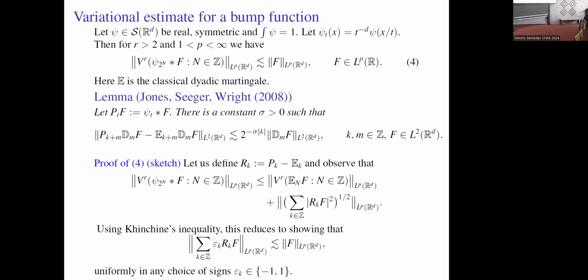And here, in fact, these assumptions that we have integral 1 and the function is real and symmetric are not very important, because once we have an r variational estimate for one bump function, then using some sort of Littlewood-Paley arguments, it's possible to prove r variations for any other smooth bump function.